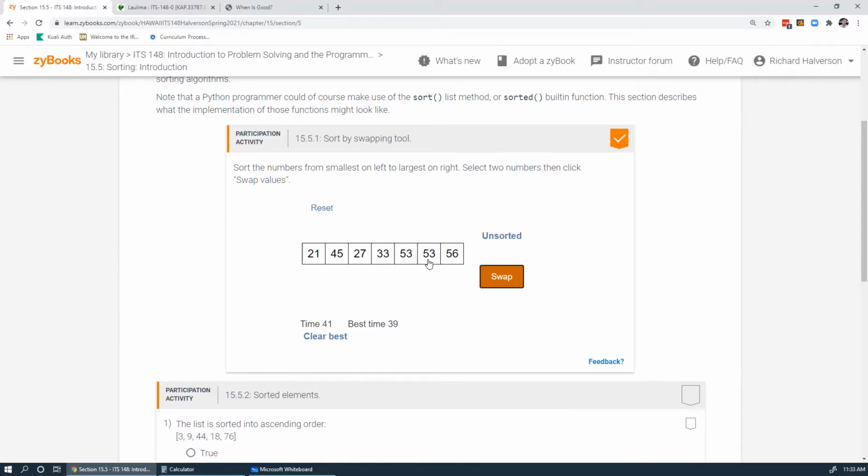56 and 53 are fine. These are fine. 53 and 53 is fine. 33 and 53 is fine. 27 and 33 is fine. 45 and 27 is not fine, so swap them. Okay, and then we go down to the next one. See, so that's a bubble sort. That's a different kind of sort. But still, we start with one and we go through the whole thing, and then we go to the next one, we go through the whole thing, and so that ends up being n squared.